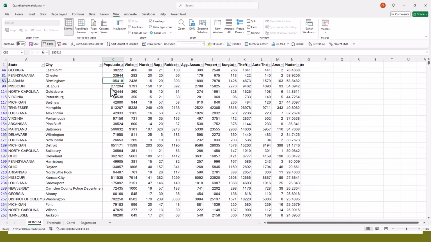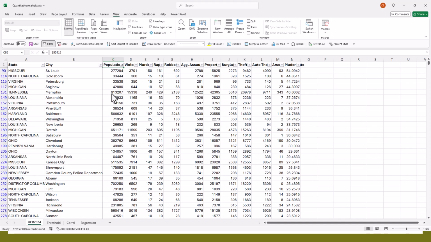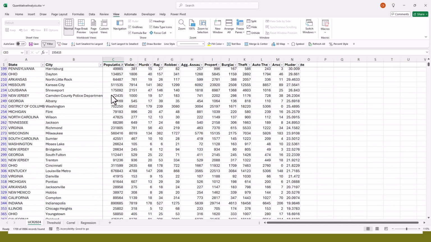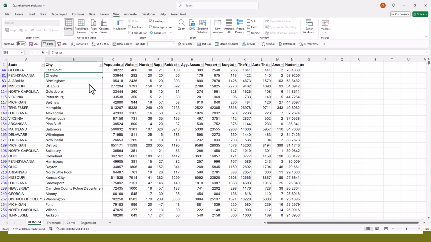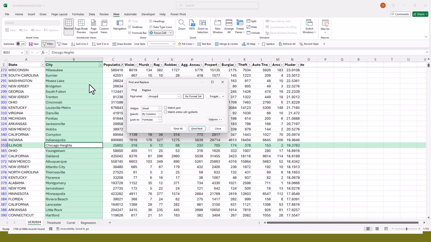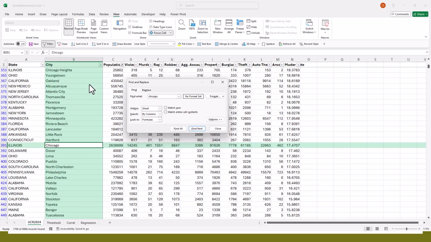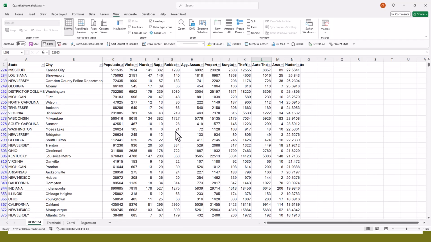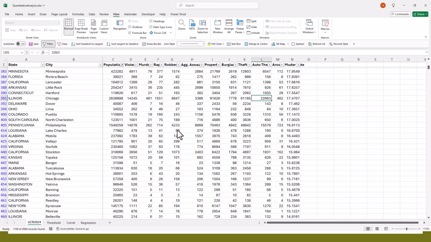Chicago, which is often described in the news as being a terribly, terribly unsafe city with a high murder rate, I don't know. I can't see it on this list. Let's find it. Chicago Heights is higher. There it is at 17. So yeah, definitely worse than New York, but not really near the top of the list.